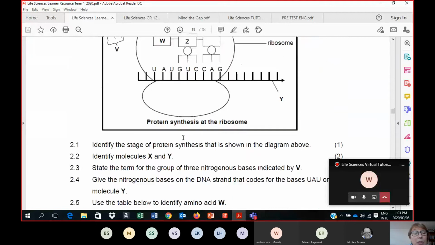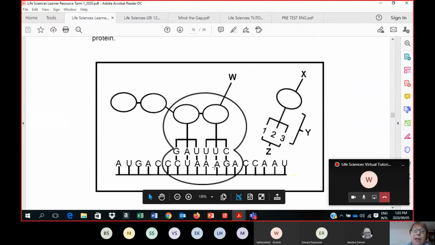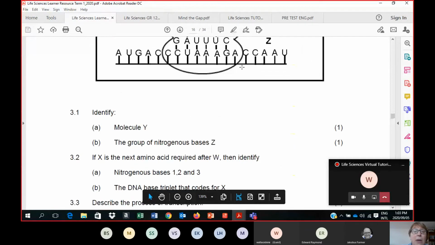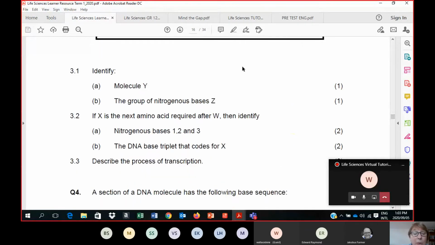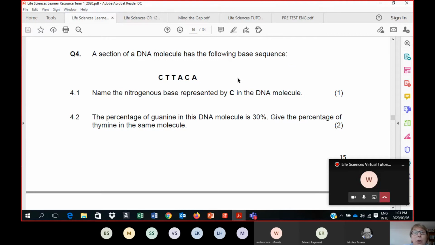Now you are going to do question 3 for next time or sometime during the week, which is very similar to the question that I've just done with you, because there you can again see a ribosome, messenger RNA, transfer RNA, and amino acids. So you can do this one at home, and we will give you the answers later on to see whether you understand this. Now we're going to go on to question 4, which I also asked you to do over here. Again, let's look at the question first. It says a section of a DNA molecule has the following base sequence: CTTACA.